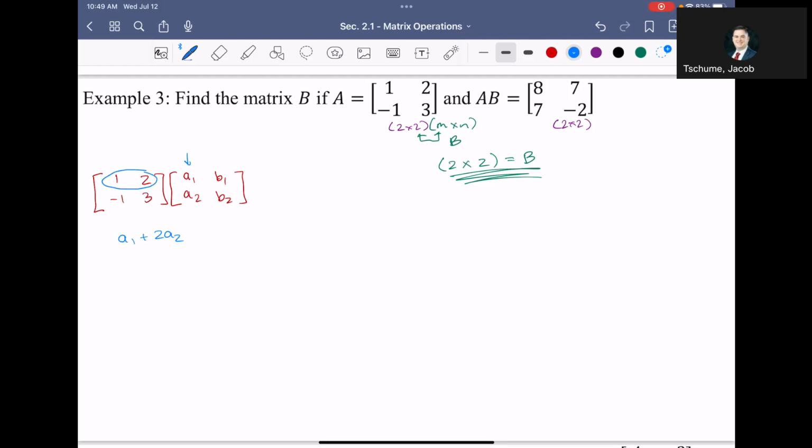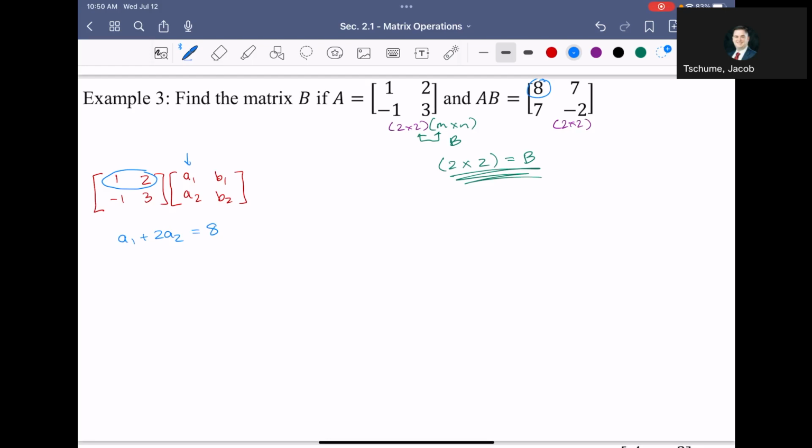Right? Now, going back to my matrix AB at the top, that should give me the value that's in the first location, which in this case is 8. Now, I don't want to take this same row and multiply it by the second column because that's going to give me a bunch of B's that doesn't help me here.